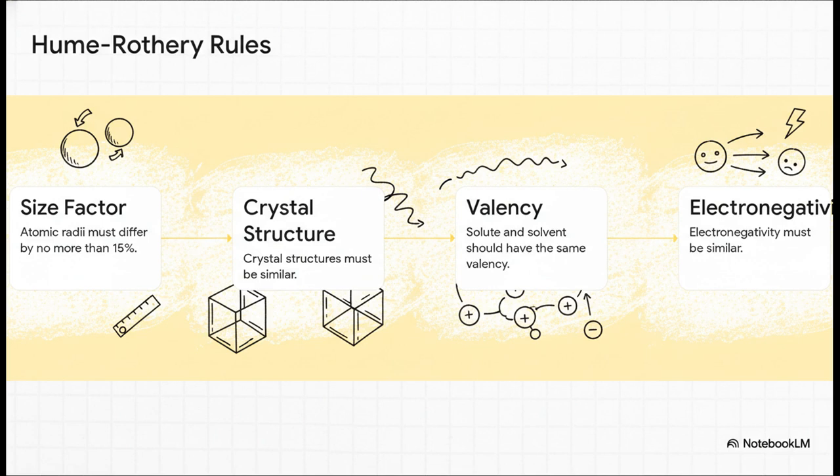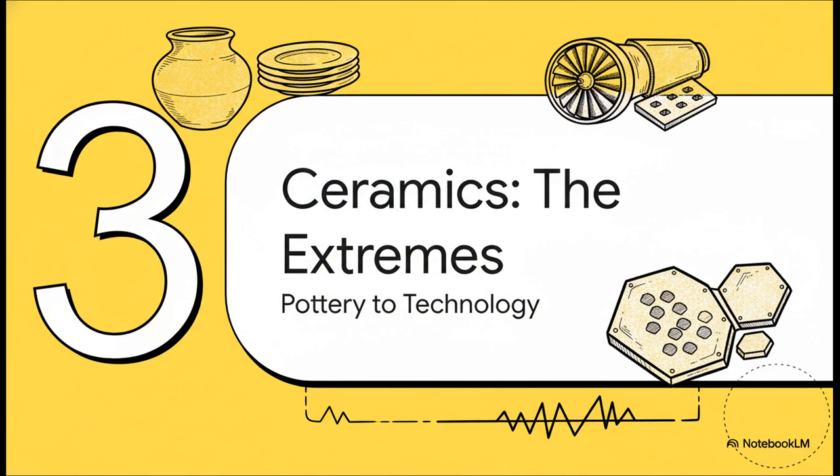First, the atoms have to be about the same size. You can't mix a bowling ball and a marble. Second, they need to have similar crystal structures, the same basic atomic shape. And third and fourth, they have to be chemically compatible. When you nail this recipe, you get everything from the ridiculously lightweight aluminum in an airplane to the stainless steel in a surgeon's scalpel. Okay, up next, let's talk ceramics.